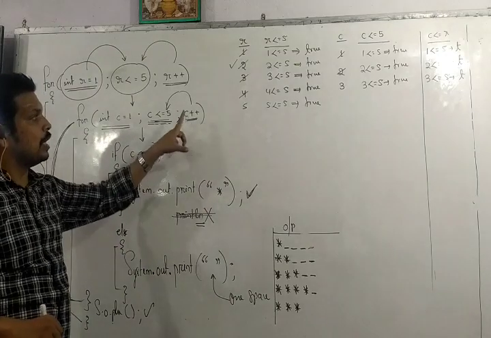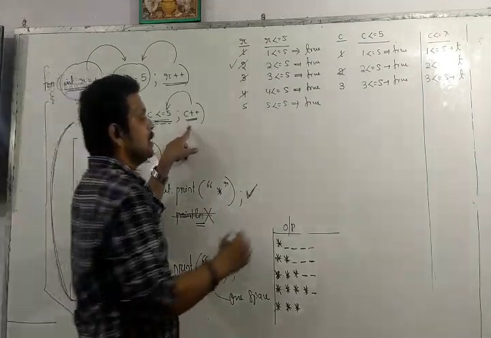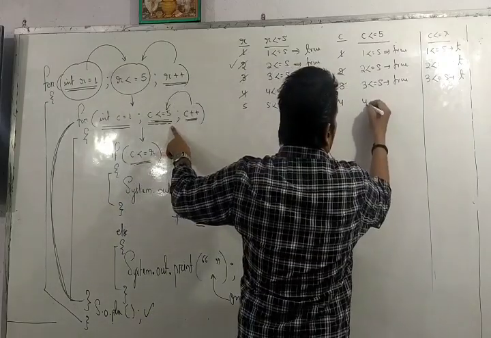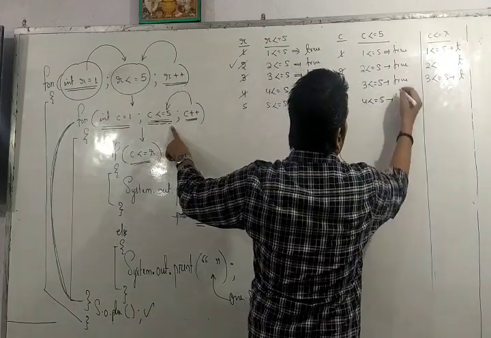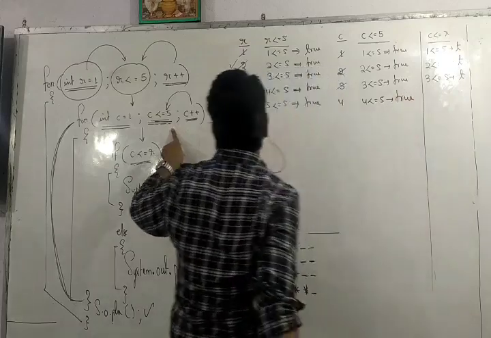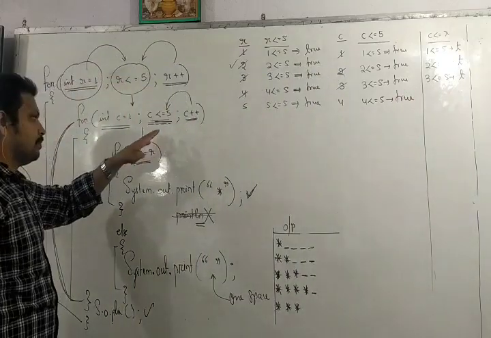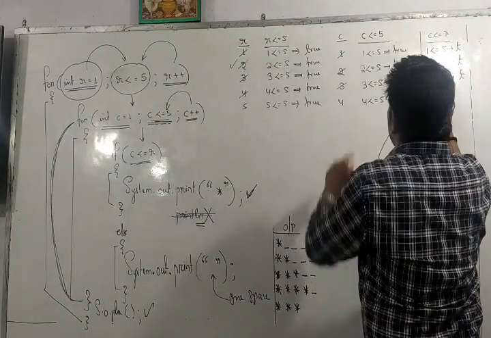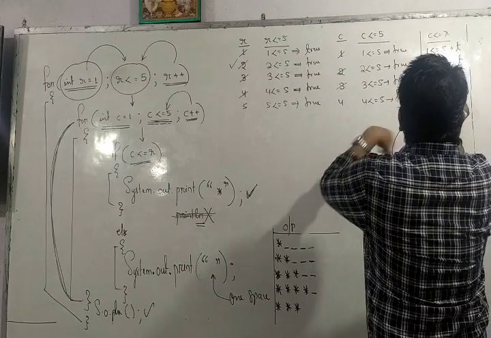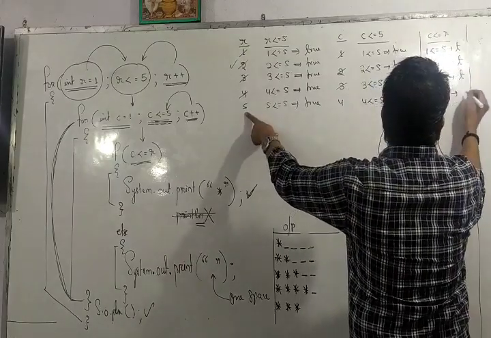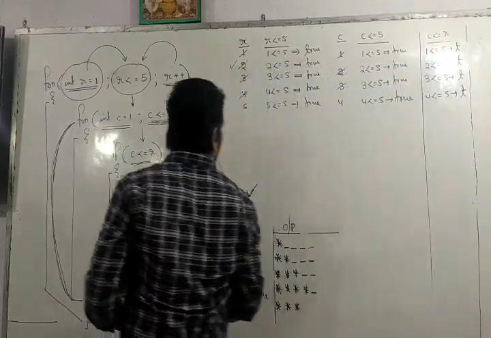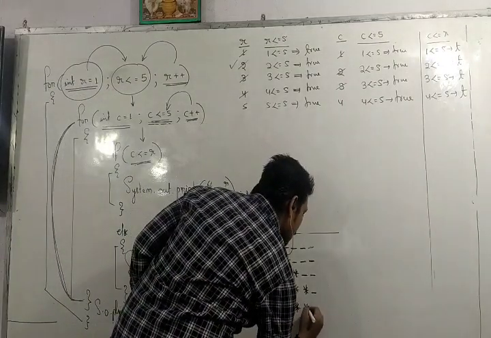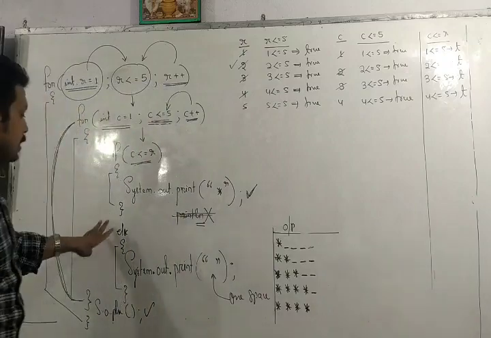Then the control goes to the updation expression of inner for loop, C++. C++ means 4. 4 is less than equal to 5. It is true. If it is true, there is one more checking: C less than equal to R. What is C? The value of C is 4. 4 less than equal to R. What is R? 5. 4 less than equal to 5. True. If it is true, then star will be printed. And else part will be ignored.